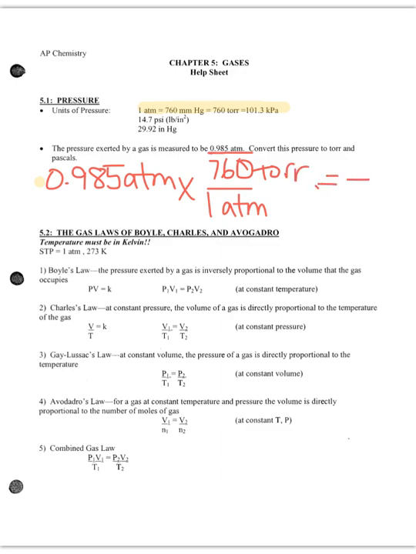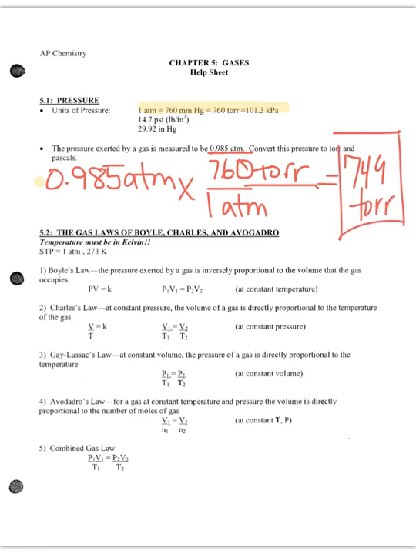Equals. All right, so put this into your calculator and see what you get. Let's see if you did it correctly, and then I rounded my answer. I put 749 torr.